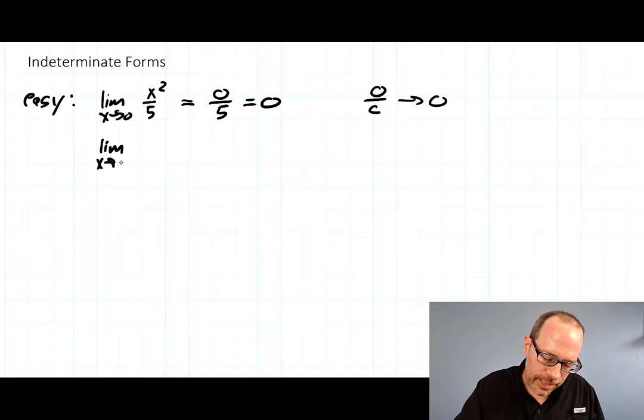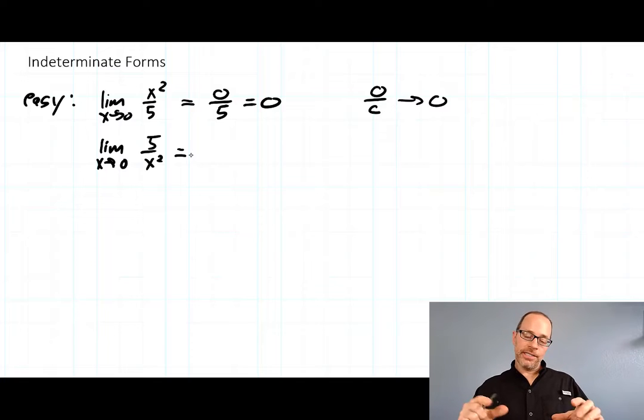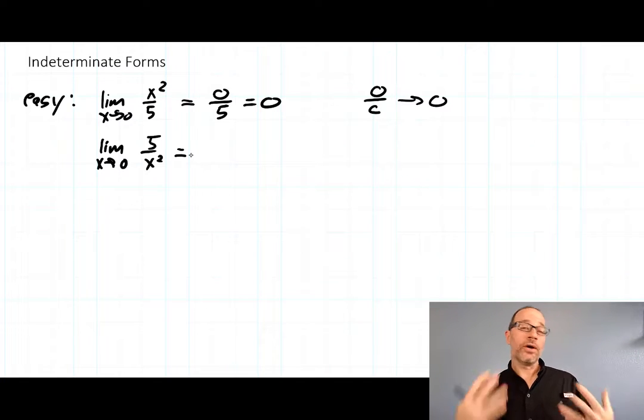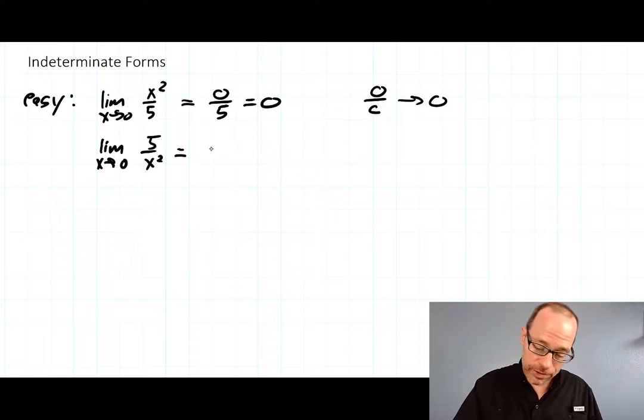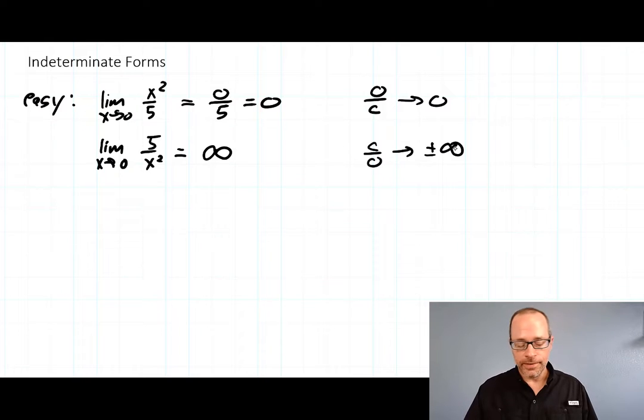But in something like the limit as x goes to 0 of 5 over x squared, well, we've seen this, right? The bottom is getting smaller and smaller and smaller, so 1 over it is getting larger and larger and larger, so the whole thing is exploding to infinity. So things like that, converging to some constant over trying to have a 0 in the denominator, blow up to plus or minus infinity.